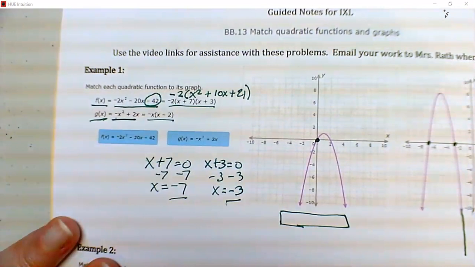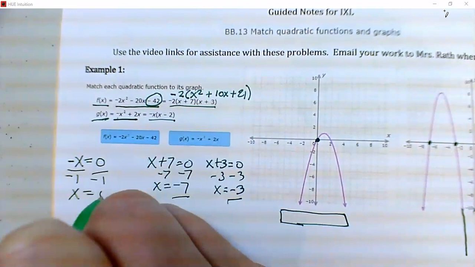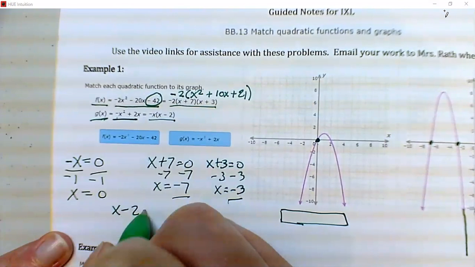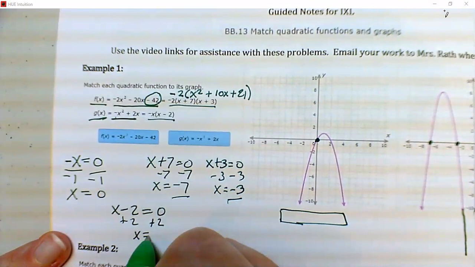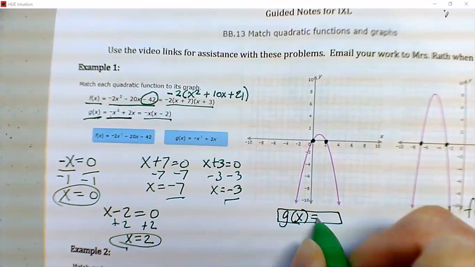And I could actually say right here, negative x is equal to 0. And I'm going to divide both sides by negative 1. I get x is equal to 0. That's one of the intercepts. The other intercept is going to be found by doing x minus 2 is equal to 0. Let me add 2 to both sides, and I get x is equal to 2. So do I have x-intercepts of 0 and 2? Let's see, 0 and 2. There we go. So we matched it up. So this one would be the g of x function.